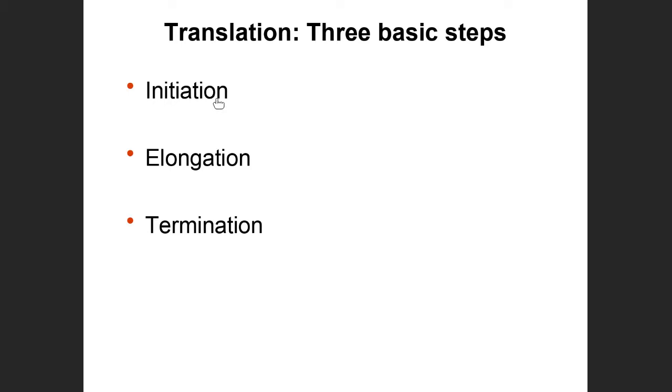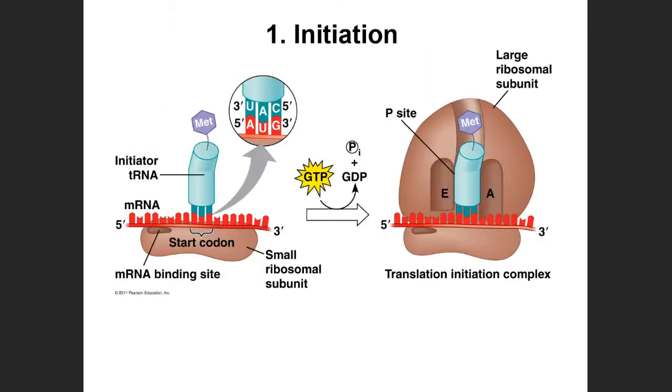Initiation up here is going to involve the mRNA start codon. I forgot to mention that. And termination down here is going to involve the mRNA stop codon. It's a cyclical process, the second step, elongation, but translation begins with initiation.